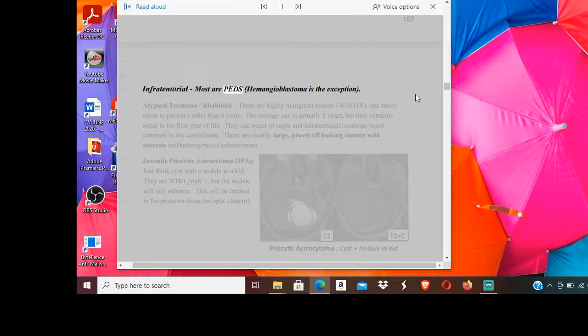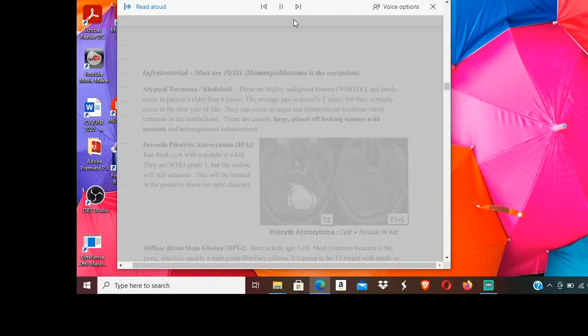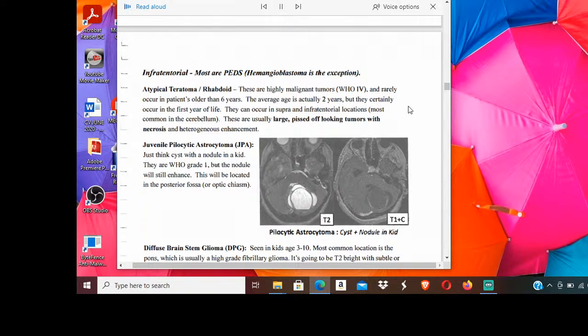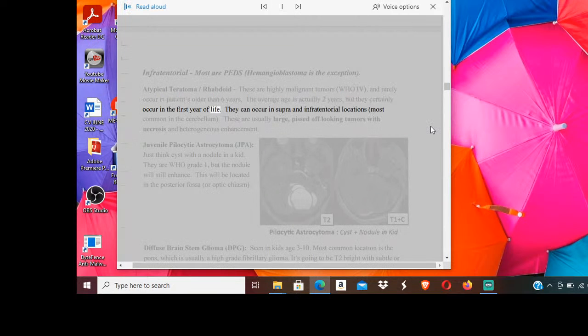Infratentorial, most are pediatric, hemangioblastoma is the exception. Atypical teratoid rhabdoid tumors are highly malignant, hyperdense on CT, and rarely occur in patients older than 6 years. The average age is actually 2 years, but they certainly occur in the first year of life.